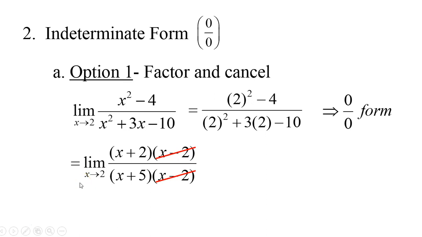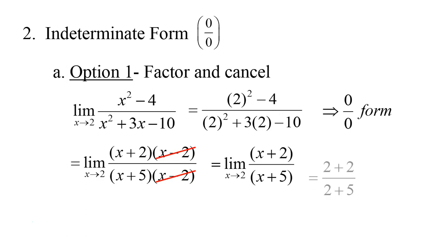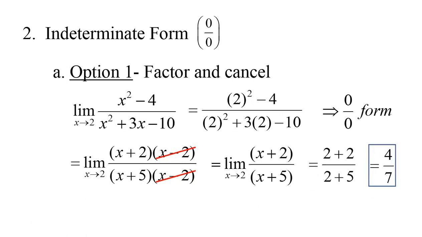So, that aside, I'm not worried about what canceled, rather what's left. So I have my limit at 2. I'm left with x plus 2 over x plus 5. Now we go back to our go-to method. We direct substitute, we plug in, and I get an answer of 4 over 7. So a little inconvenience with the 0 over 0, the indeterminate form, but a little factoring, a little canceling, it's all good in our hood.